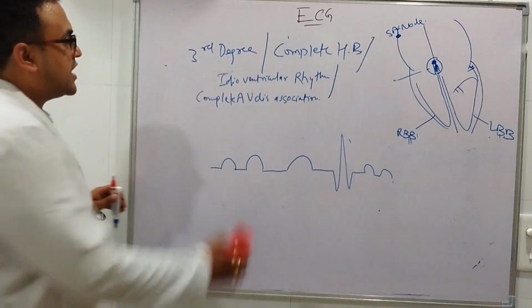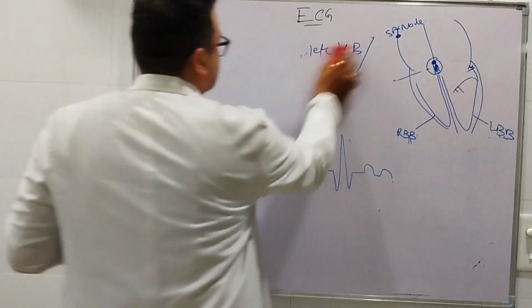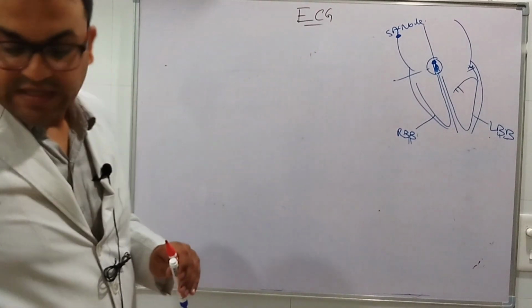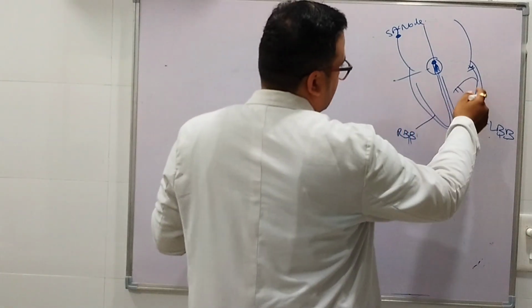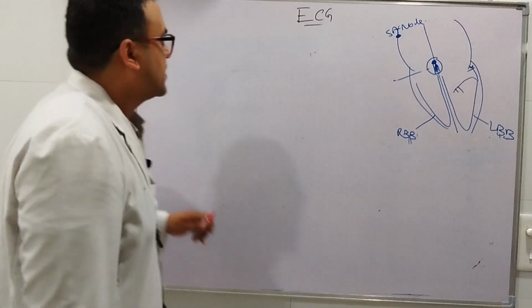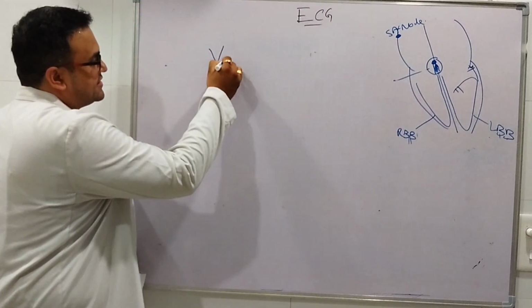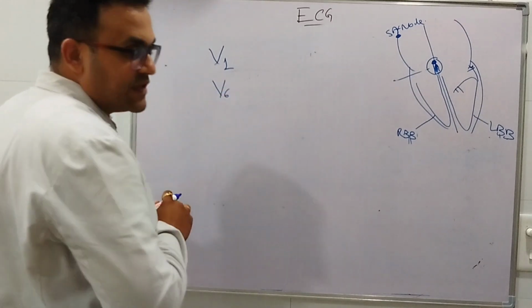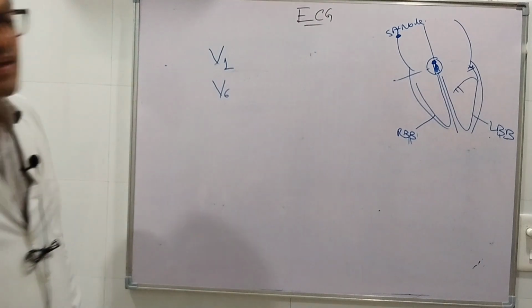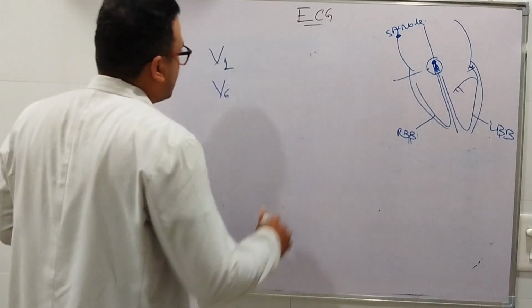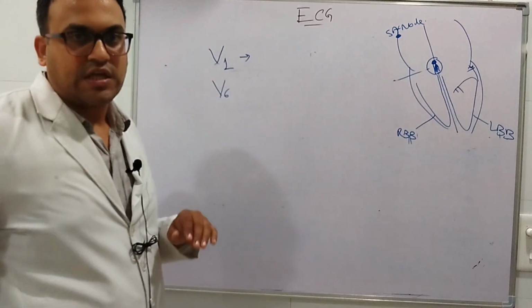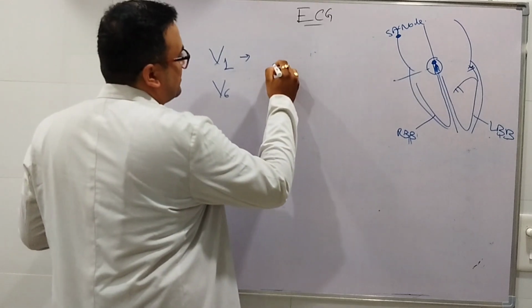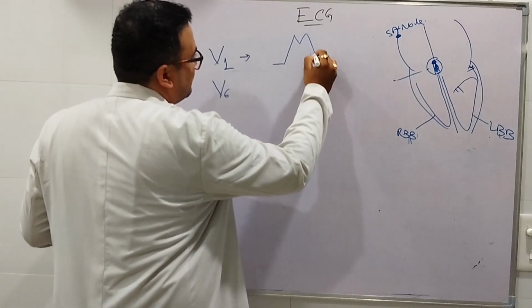Now next we come to the left bundle branch block and the right bundle branch block. So if there is a conduction delay in the bundle branches, we have to see the important leads, that is lead V1 and lead V6 here. If the force of QRS in lead V1 is above the baseline, it will be wide complex.